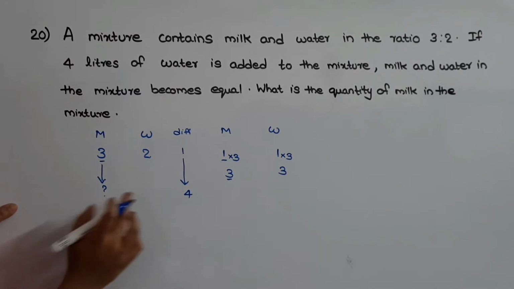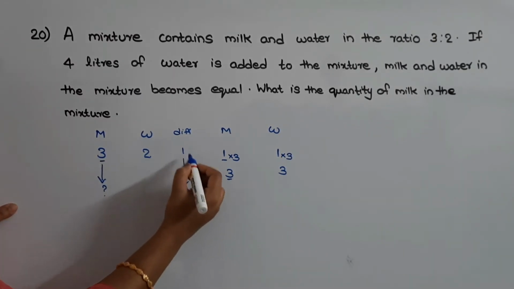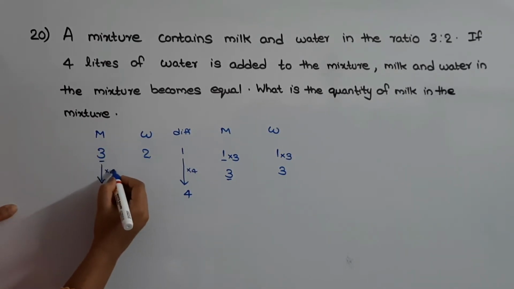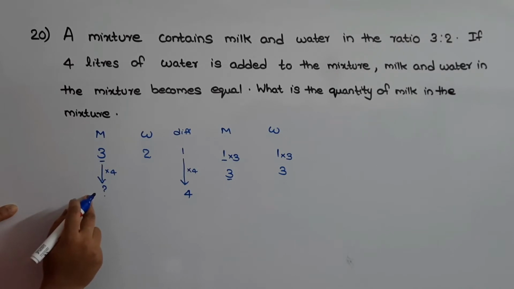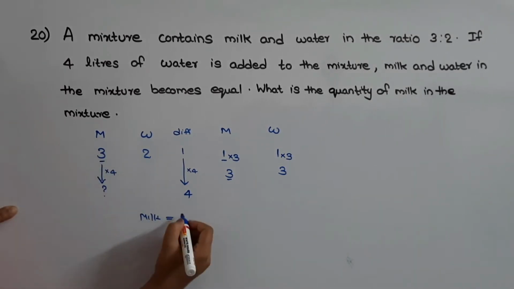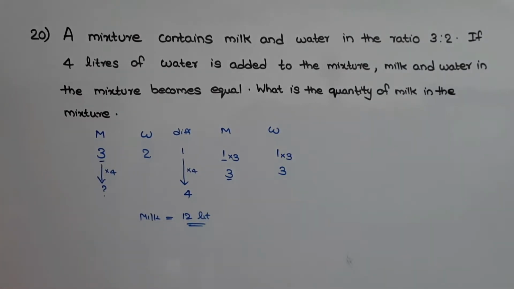Okay, so this we can find out by cross multiplying. Here 1 into 4 is 4. So if you multiply this 3 also by 4, we will get this value. So the quantity of milk will be equal to 3 into 4, that is 12 liters. Okay, so this is the answer.